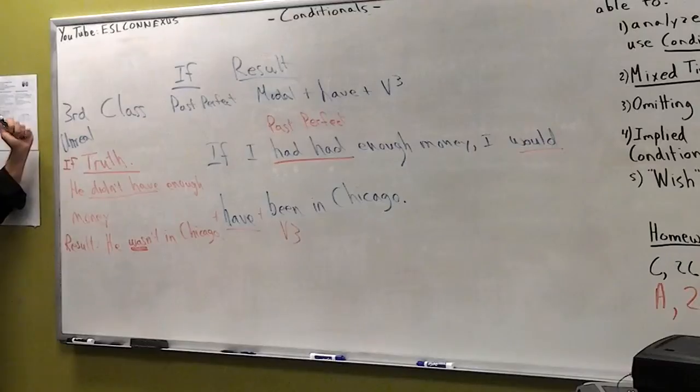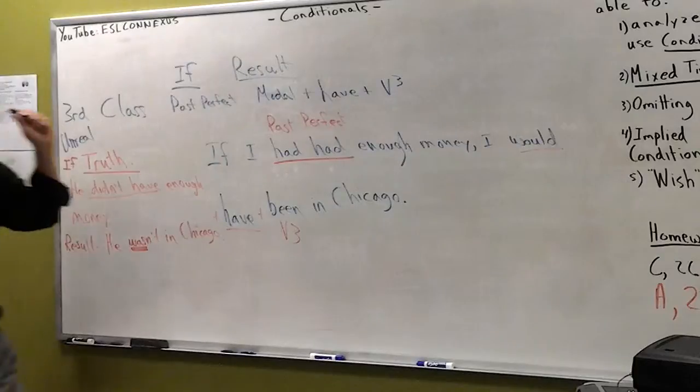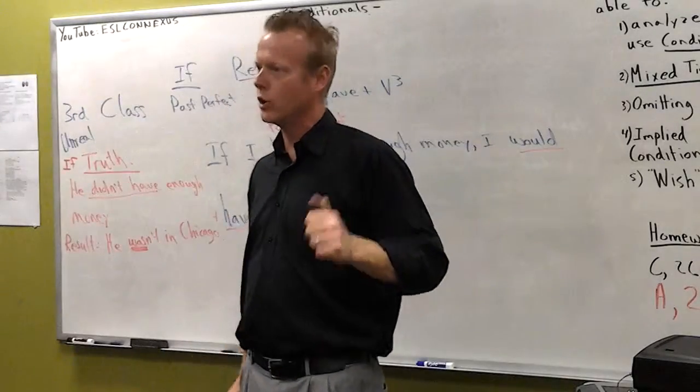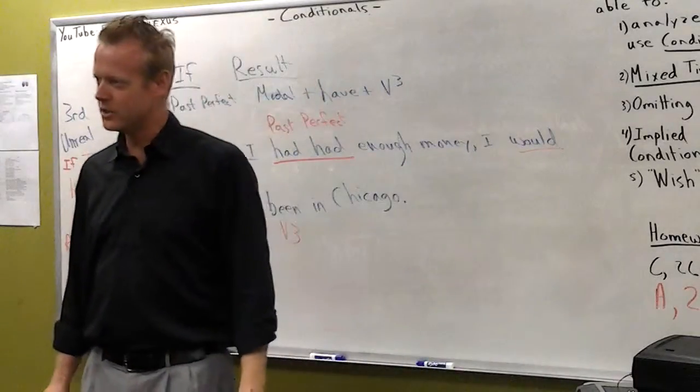A second class condition is simply, in the if clause, a simple past. It's unreal in the present. To get the unreal, for some weird reason, you got to go past tense. If I want an unreal present, I go simple past. If I want an unreal in the past, a third class condition, I got to go past past, which is past perfect.